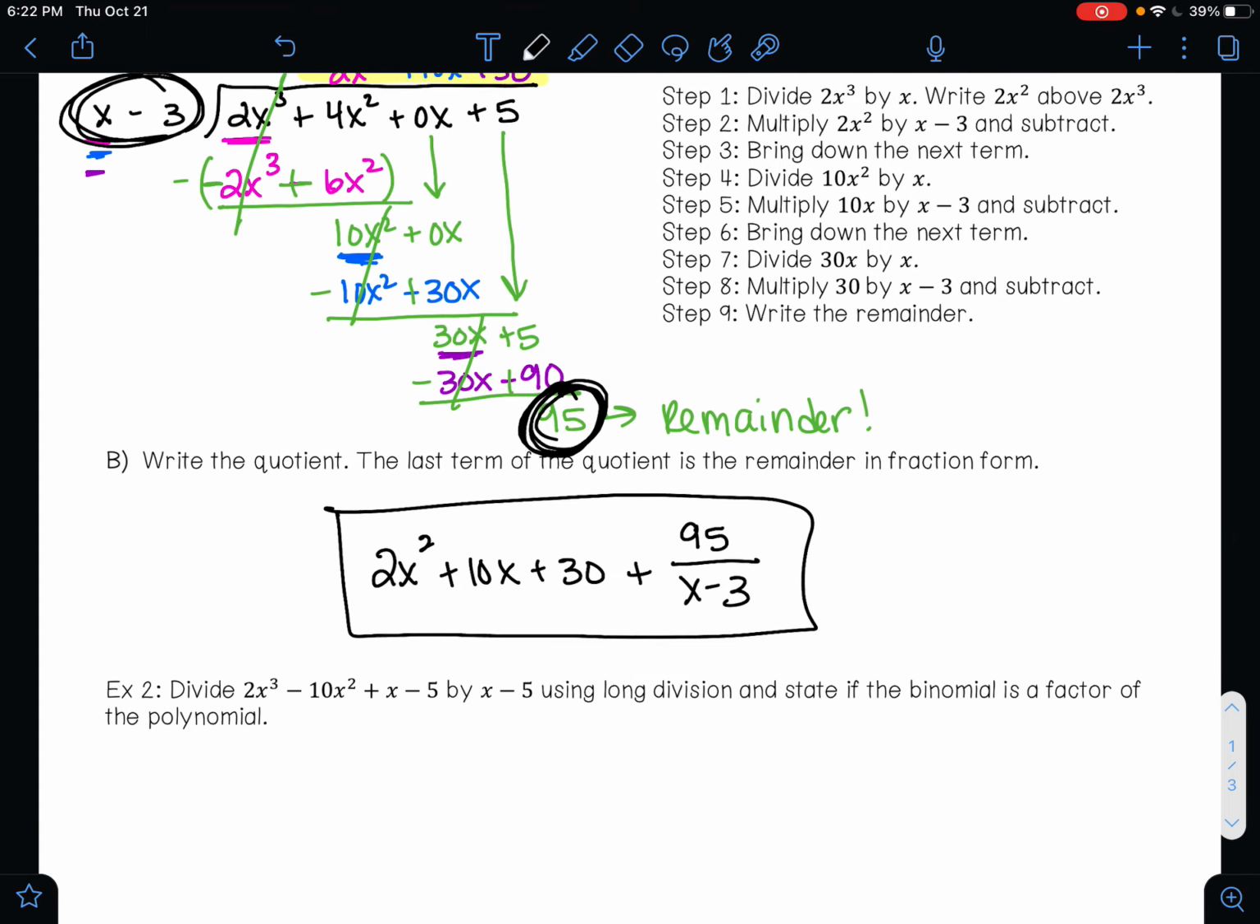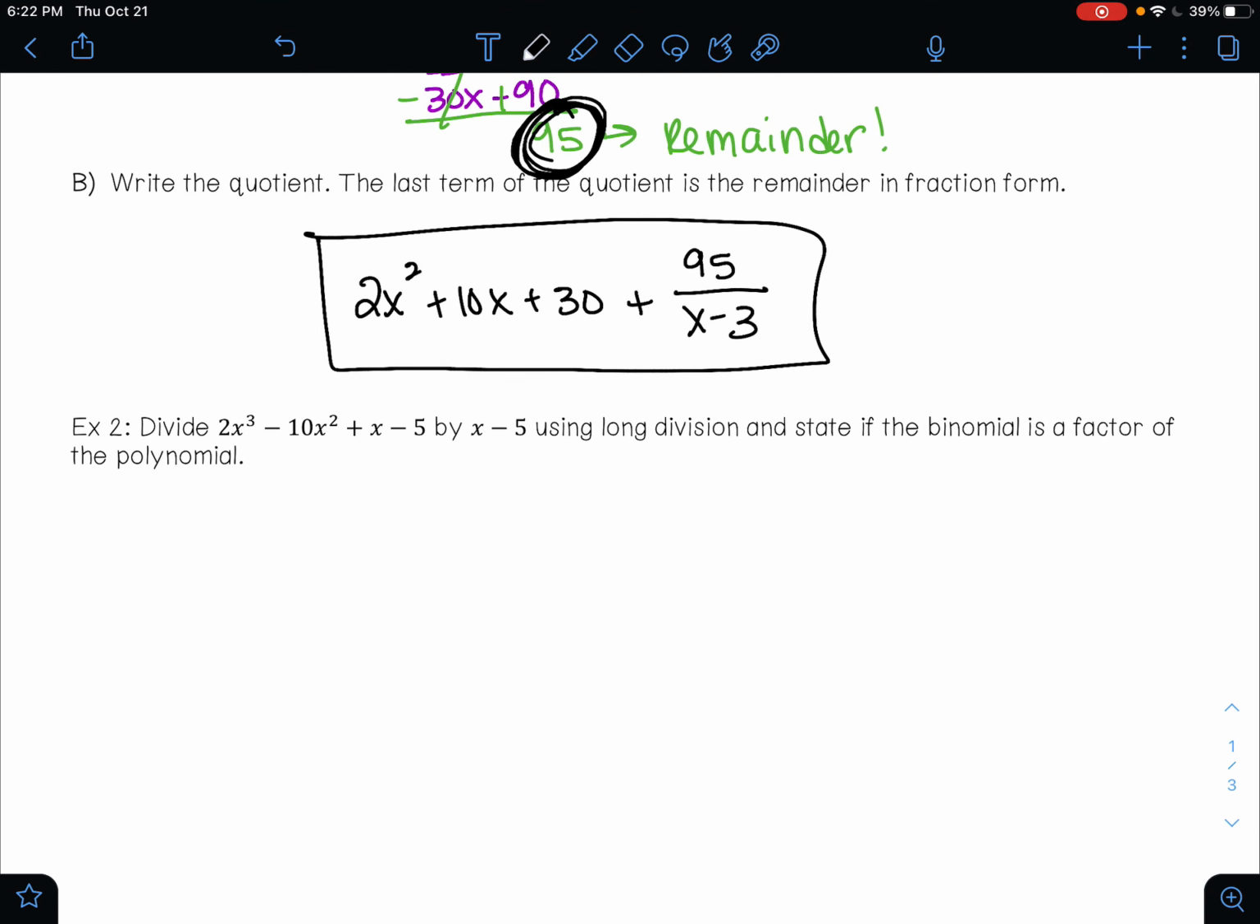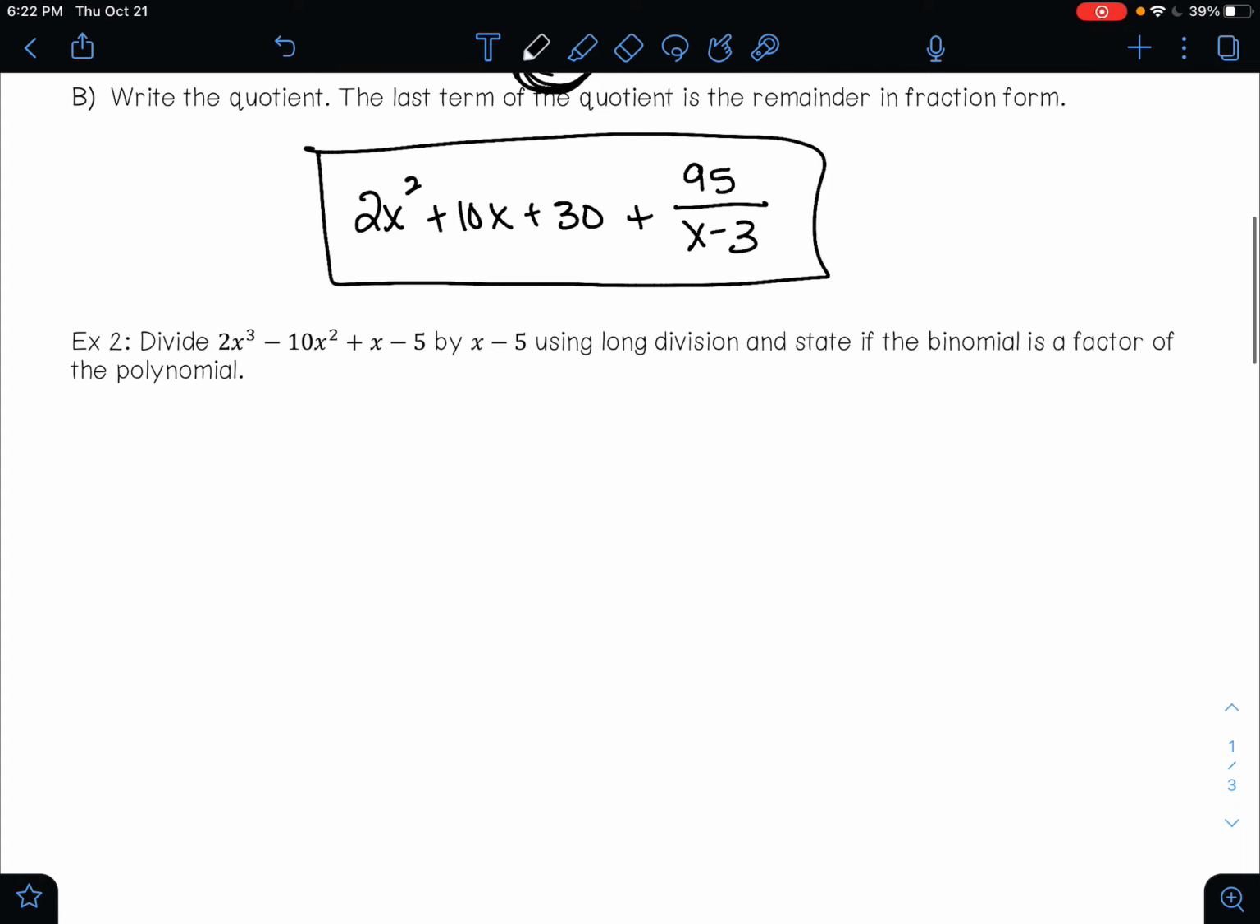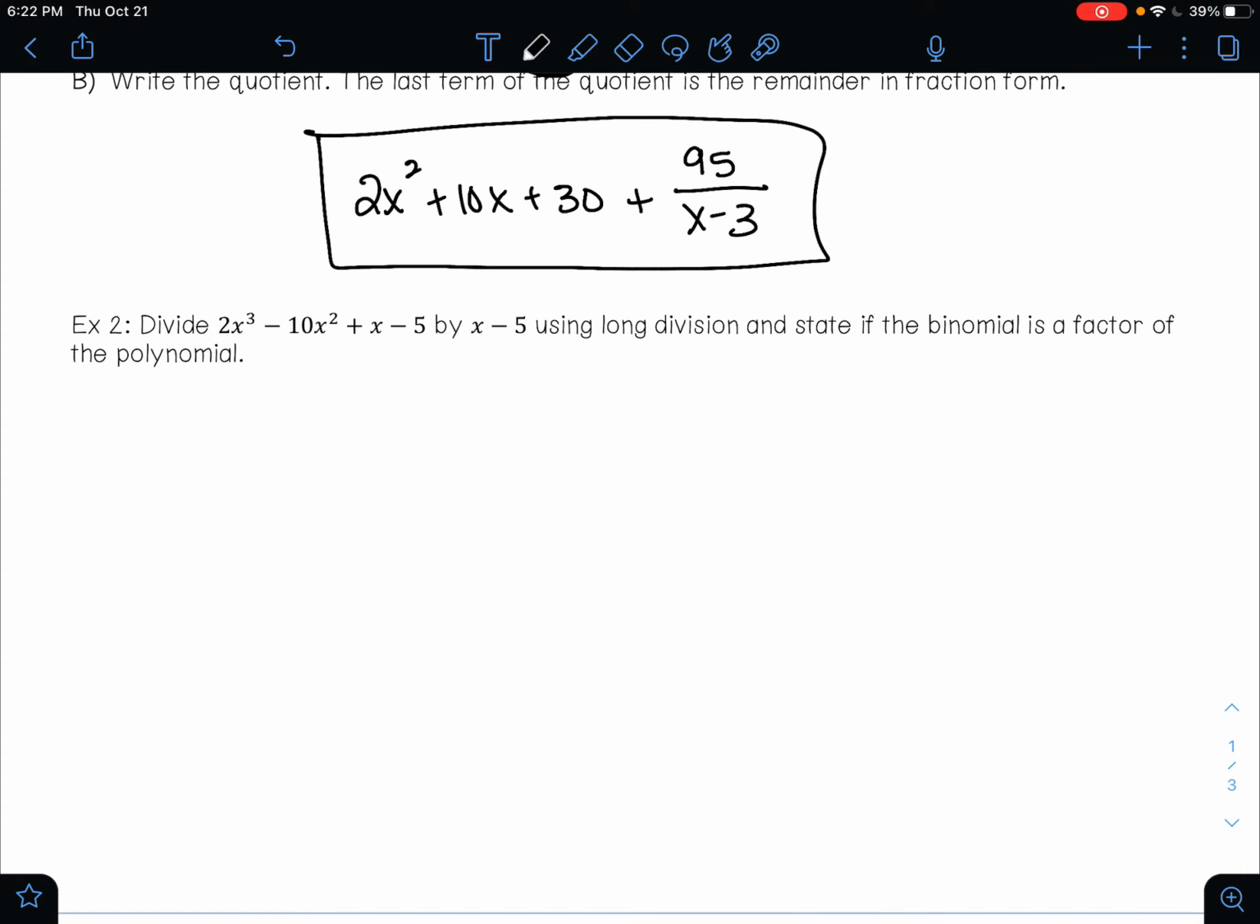Let's try another example. On example 2, it says divide 2x cubed minus 10x squared plus x minus 5 by x minus 5 using long division, and state if the binomial is a factor of the polynomial. The binomial meaning x minus 5. This will be a factor if the remainder is 0, because if the remainder is 0, then it goes in evenly, meaning that it is a factor of that polynomial.